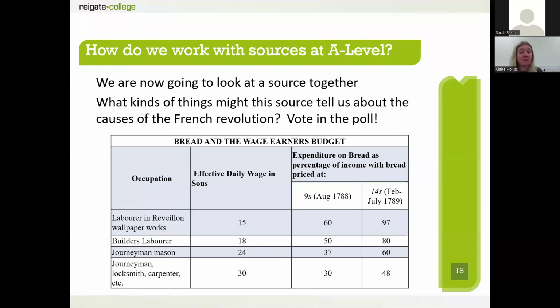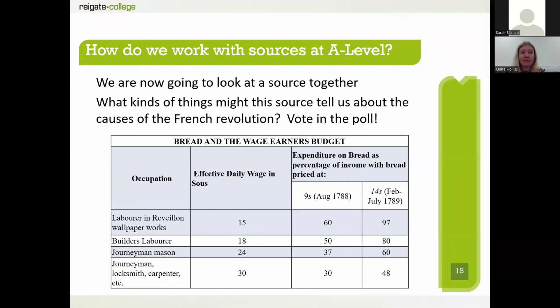Now, let's look at the percentages. We can see here that for our labourer in the wallpaper works, that's now 97% of their income being spent on bread. And we can see here the other people, we've got 80%, 60%, and 48%. So that's the percentage of the daily wage they're having to put aside each day to buy bread, essentially.